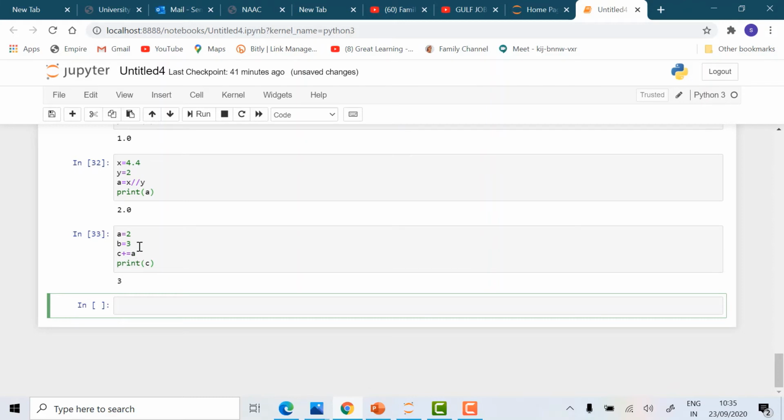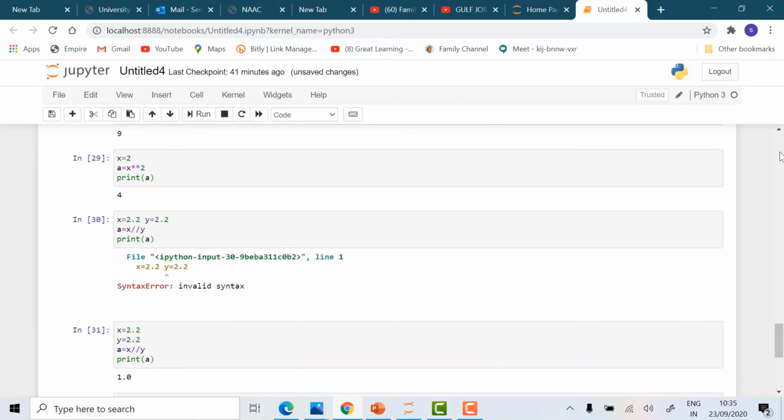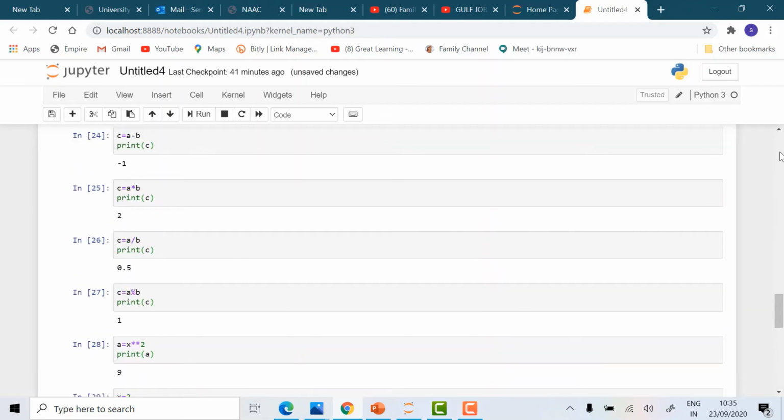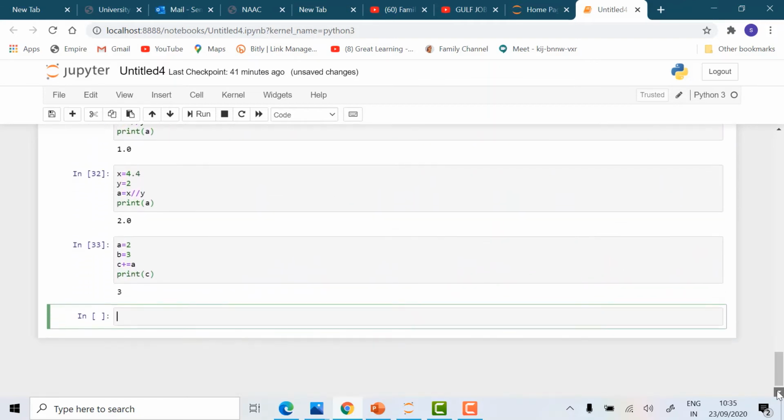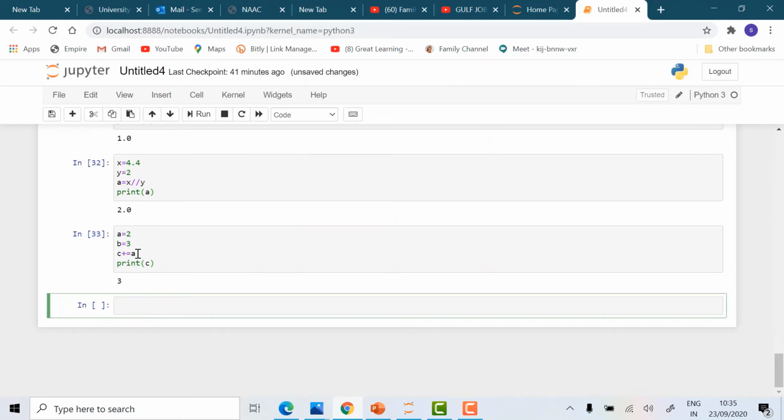What's the value of C before? The last C value is 1. Previously we had C equal to 1. So C equal to C plus A means 1 plus 2. So that's why it's coming 3.